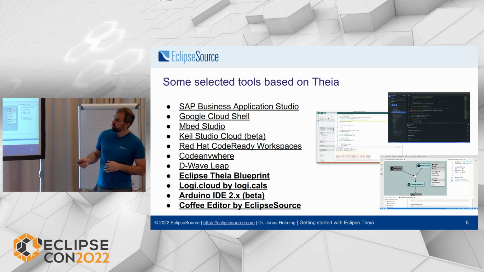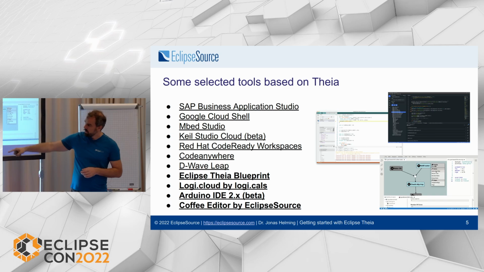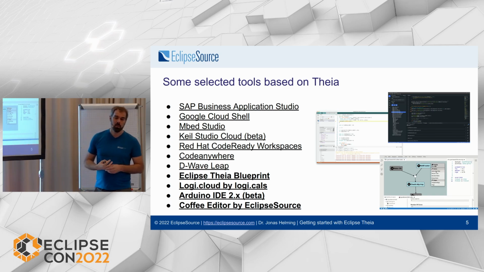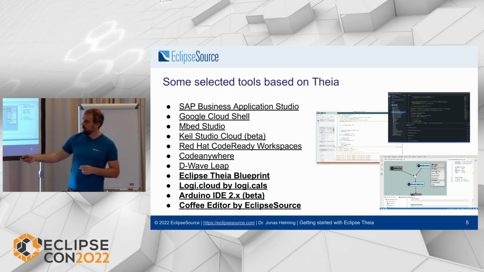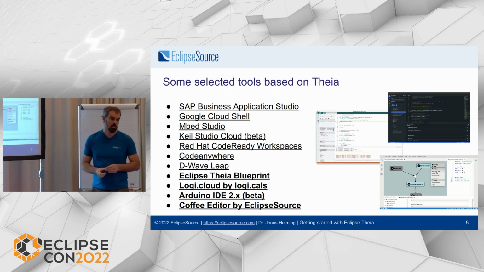So we have here, for example, Embed Studio from ARM. We have the Google Cloud Shell. We have Code Anywhere. The last four are bold because they are publicly visible. And if you go to the conference website and access the slides, which are already published, you can click those links and directly look at these tools. For example, here the new Arduino IDE is based on Theia. That's an open tool that you can just download.